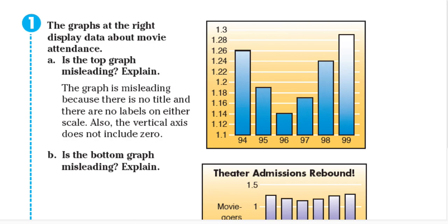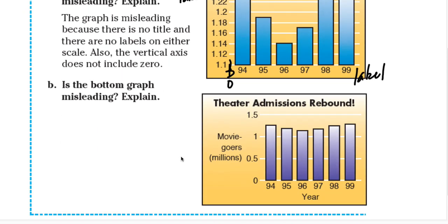So there should be a label here. There should be first and foremost a title. Okay, title, and there should be a label on your horizontal and vertical axes, and at the same time this should start at 0. If it does not start at 0, it should have a break to indicate that it did not start at 0. Okay, and look at the bottom graph.